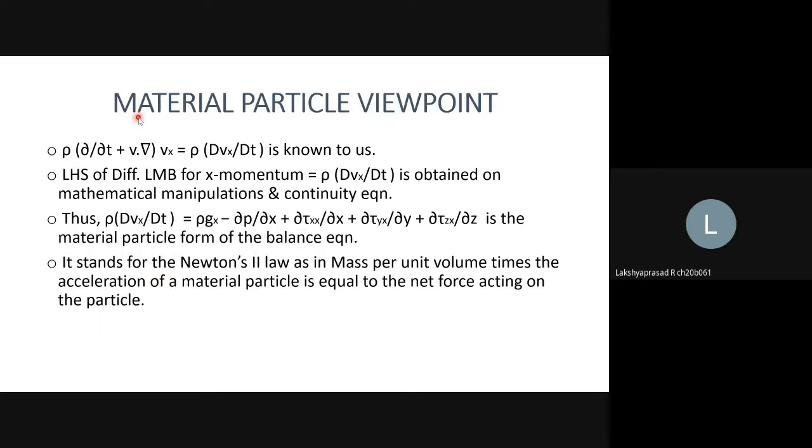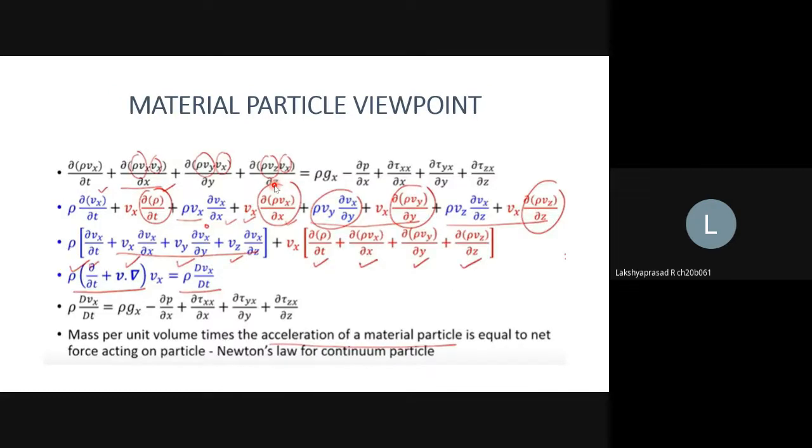So what important thing do we have to go through quickly? The material particle viewpoint of the linear momentum balance. So we all know that this is the substantial derivative, right? Rho into capital D by Dt of the x velocity is written like this. We know that, and the LHS of the differential linear momentum balance for the x momentum can be simply written as this substantial derivative. And how do we obtain this? It's given in this slide. You can go through this; the derivation is not that important.